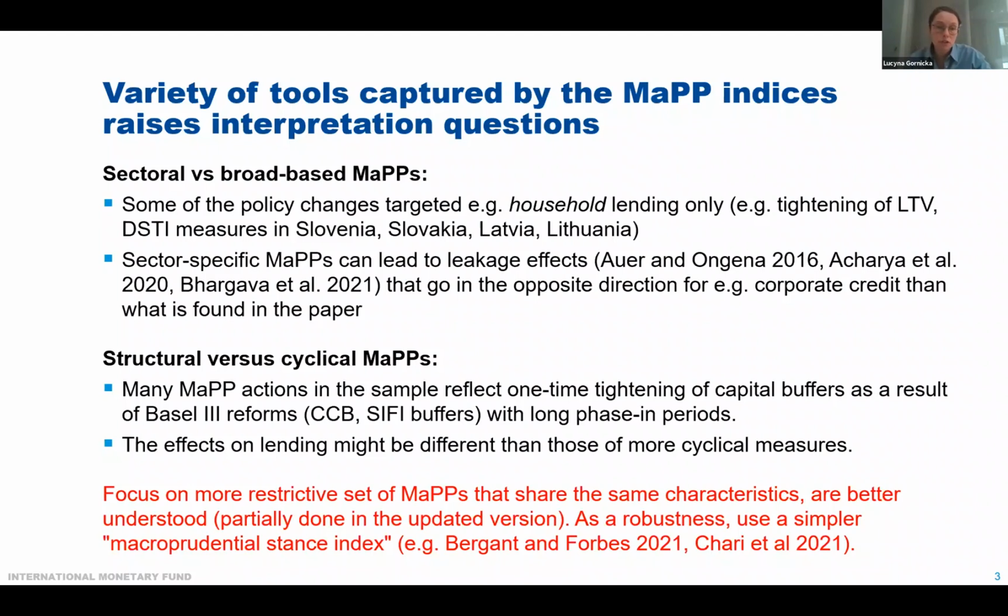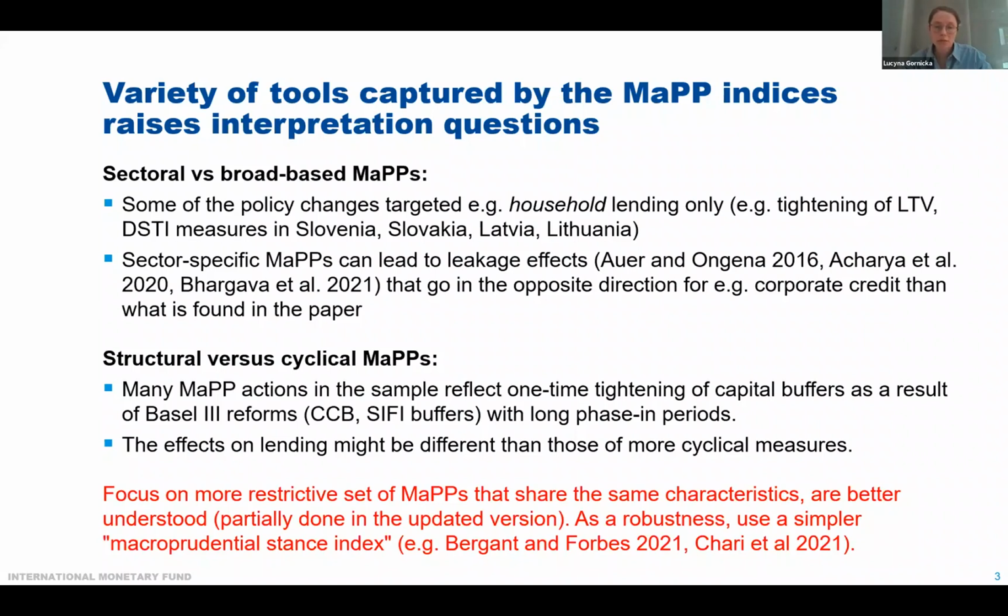The second important distinction is between structural versus cyclical macroprudential tools. Many of the policy actions in the sample reflect one-time tightening of capital buffers implemented as a result of Basel III reforms. So here, for example, the capital conservation buffer or buffers for systemically important institutions. These changes are in general seen as one-time adjustments that in the long term should not be used to smooth the business or credit cycle unless a big shock hits. And they tend to have long phase-in periods.